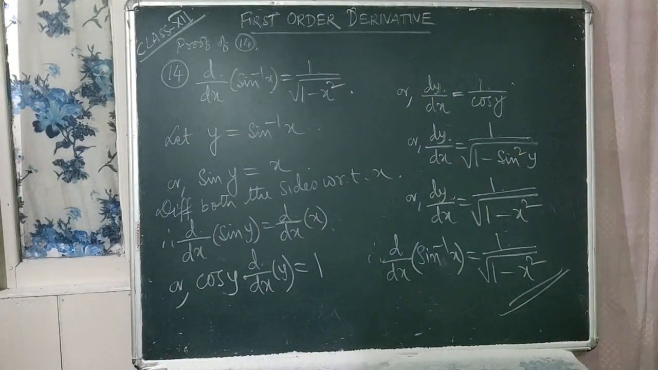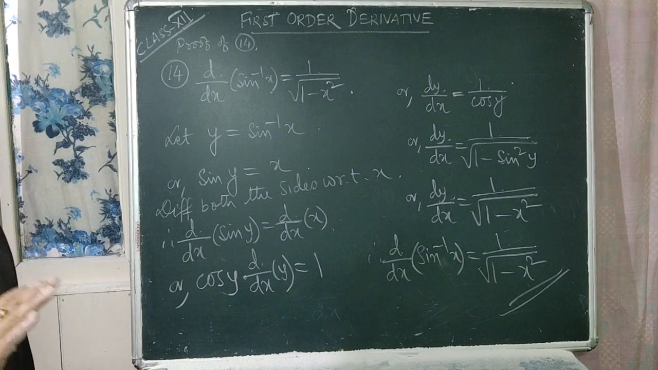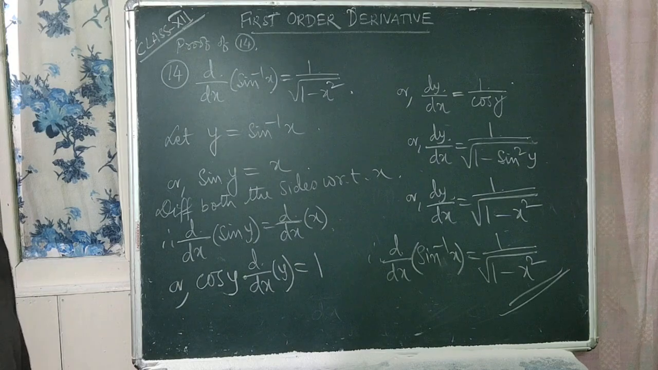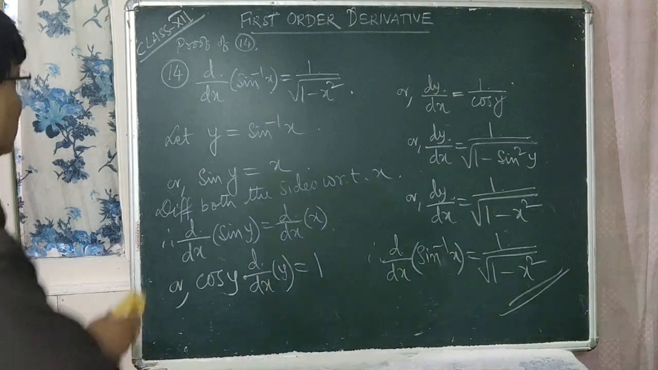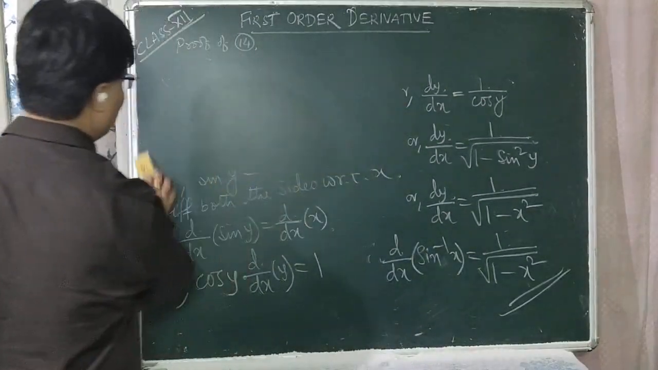Now formula number 15 and 16 are your homework. This is 14, so 15 and 16 are your homework. You can do it. Now let's do formula number 17. So what was the 17th formula?